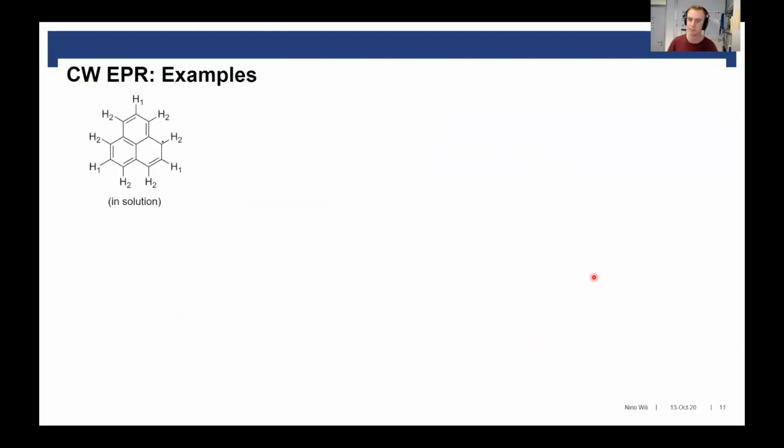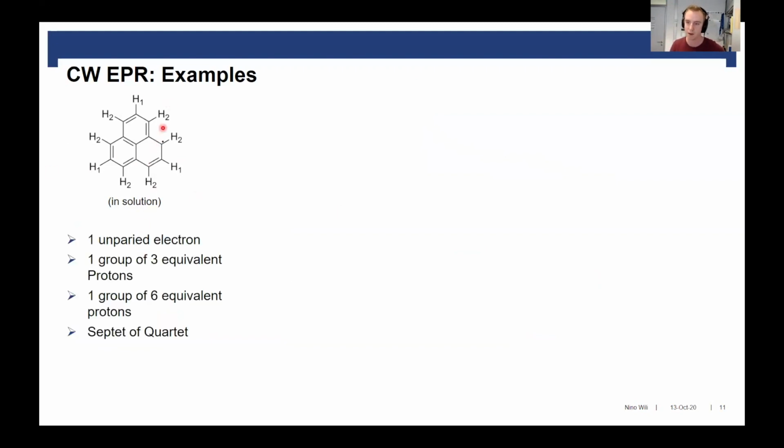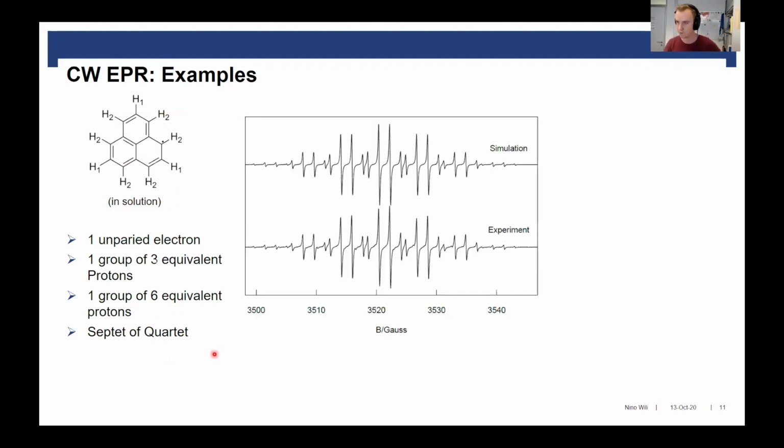So let me give you a few examples. This would be a radical in solution. You have one unpaired electron, which would be delocalized. Then you would have a group of 3 equivalent protons, and a group of 6 equivalent protons, which would give you a septet of a quartet. If you look at the solution spectrum of this, this is what it looks like. Usually, if you see this the first time, it's kind of strange because you see double peaks, because it's derivatives. But let me just highlight: this would be the quartet here, these 4 lines, and then this would be repeated 7 times.